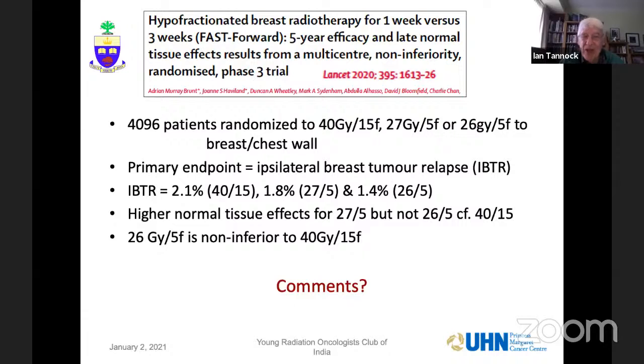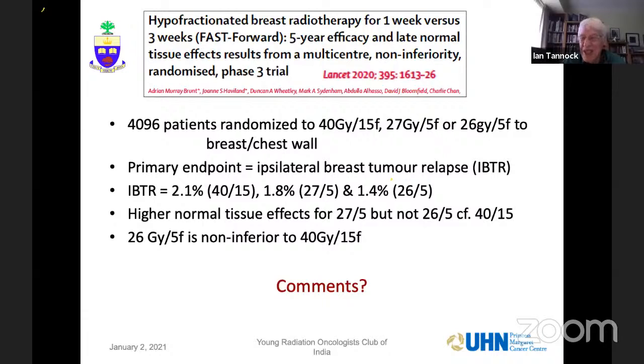And those were very low, all around 2.1, 1.8, and 1.4%. There were higher normal tissue effects in 27 gray and not 26 gray in 5 fractions compared with the standard 3 weeks. And they concluded that 26 gray in 5 fractions is non-inferior to 40 gray in 15. And clearly, if you can treat more quickly, you spare patients coming to the hospital, it should be cheaper, and it seems that might be the new standard. So what do you think? And what do you think of having a 3-arm trial? I mean, was it sensible to have both 26 and 27 gray in 5 fractions?